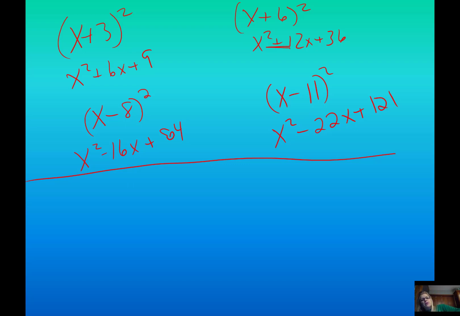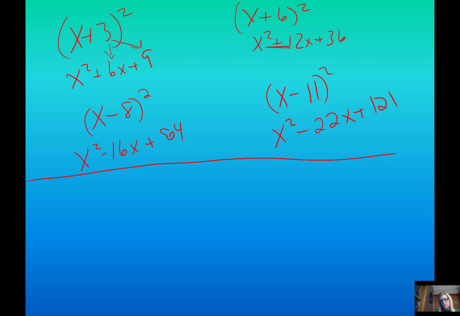Oh, I see. Well, if I was to take this last number and multiply it times 2, that gets me my middle number, and square it itself, multiply by itself, it gives me the last number. Is that true? 6 times 2 is 12. 6 squared, 36. Negative 8 times 2 is negative 16. Negative 8 squared is 64. Negative 11 times 2 is negative 22. Negative 11 squared is positive 121.